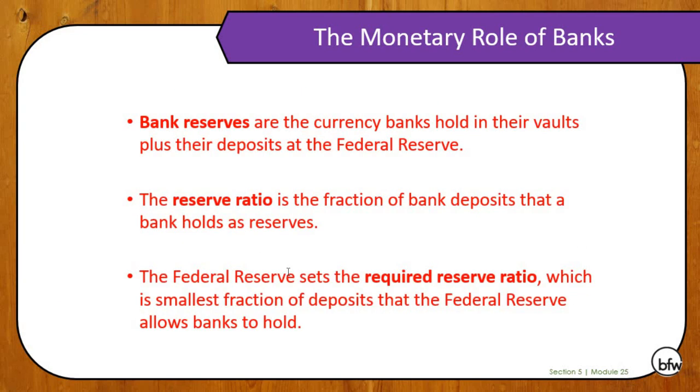Bank reserves are the currency that banks hold in their vaults, plus their deposits at the Federal Reserve. The reserve ratio is the fraction of bank deposits that a bank holds as reserves. In the example above, we set that at 10%, which is also what the Federal Reserve sets the required reserve ratio at for all banks in the United States today, which is the smallest fraction of deposits that the Federal Reserve allows banks to hold. Now, banks can hold more if they choose; they don't have to just keep 10%. But most banks are going to want to loan out as much money as possible because that's how they make money.